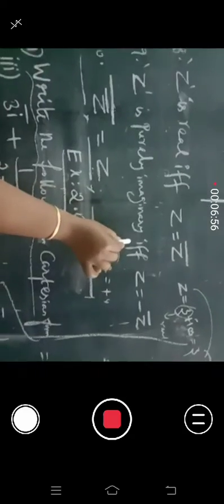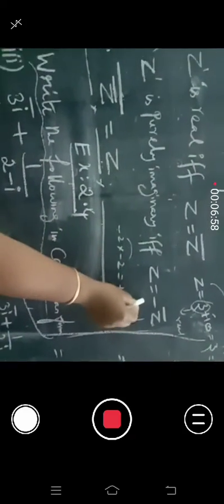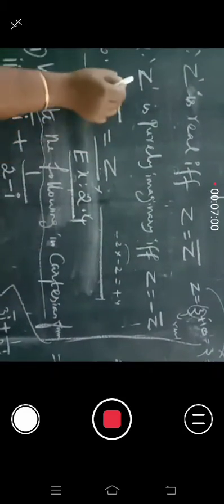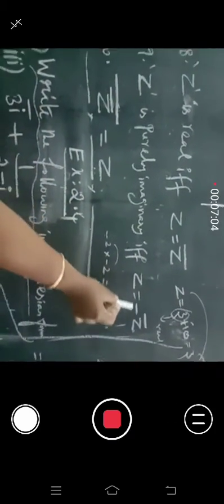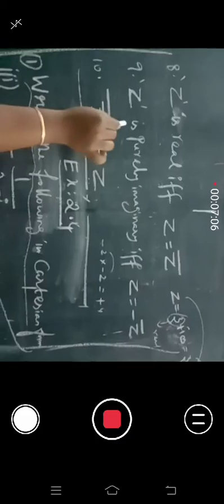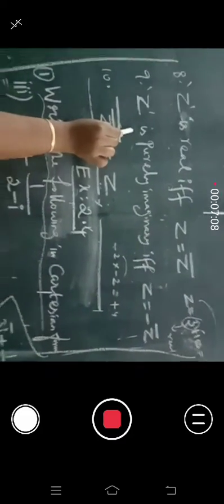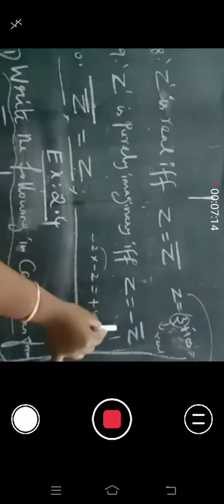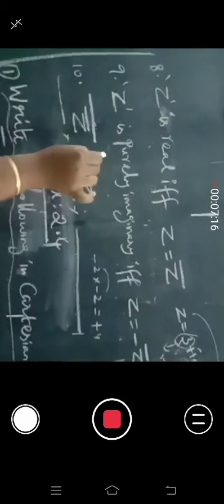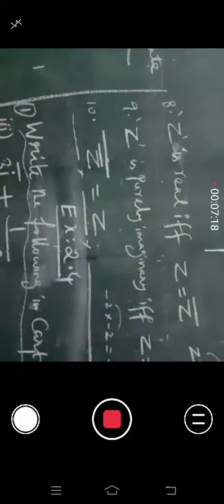Then z is purely imaginary if and only if z equal to minus z bar. See, z is purely imaginary if and only if z equal to minus z bar. Suppose you assume z is purely imaginary, what is true? Z equal to minus z bar. Suppose z equal to minus z bar is true, what is true? Z is purely imaginary.